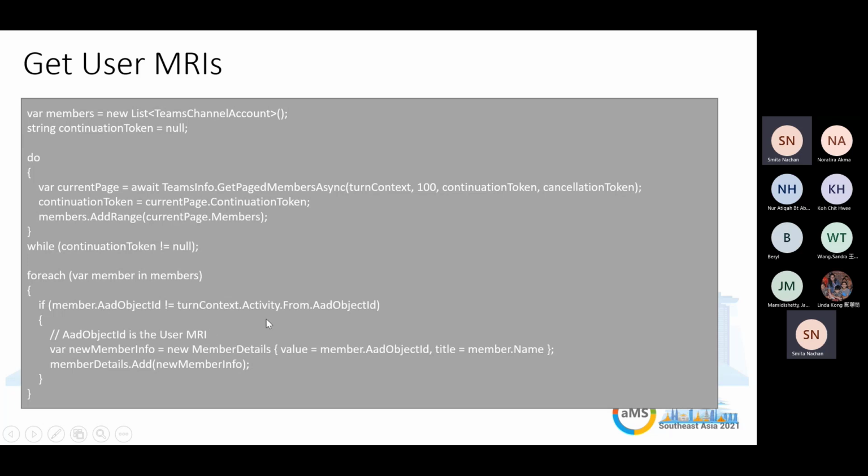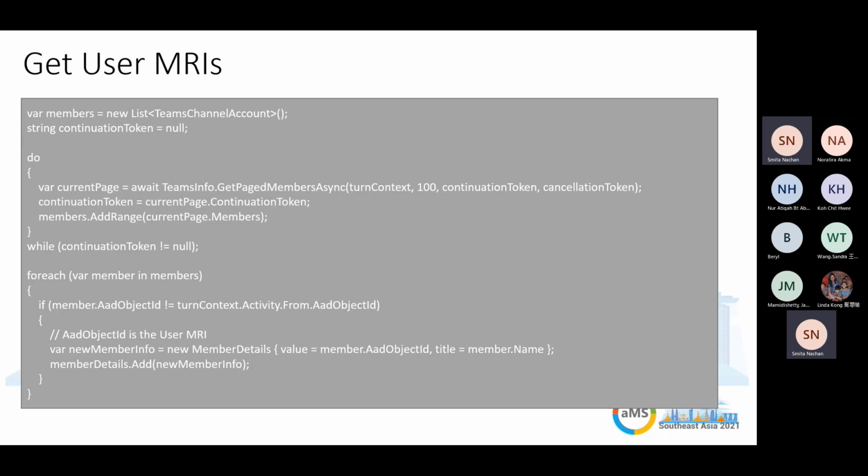And one more thing: whenever we get to those members, AadObjectId means Azure AD object ID, which is the object ID of that MRI. So this is not actually a GUID, but a unique identifier through which we'll be able to identify each of the users on the Teams channel.